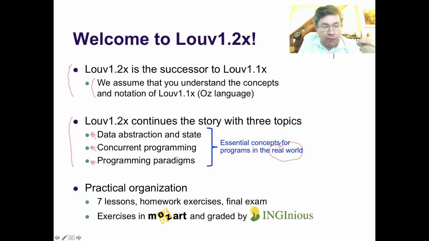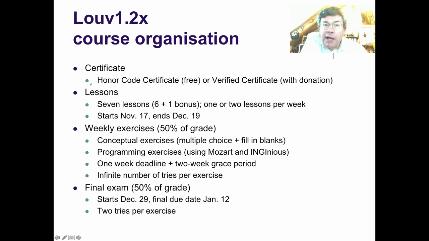So the practical organization of Louvain 1.2x: there are 7 lessons with homework exercises and a final exam. As before, the exercises will be done in the Mozart system and graded by our ingenious grader. We will give a short introduction to these, but if you need a more full introduction, you have to go look at the introduction in Louvain 1.1x. Let me now explain the organization of Louvain 1.2x.